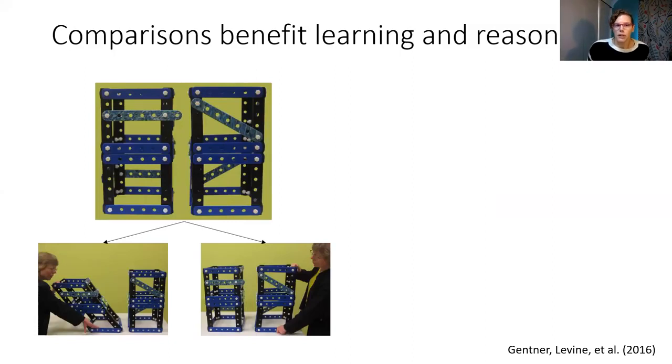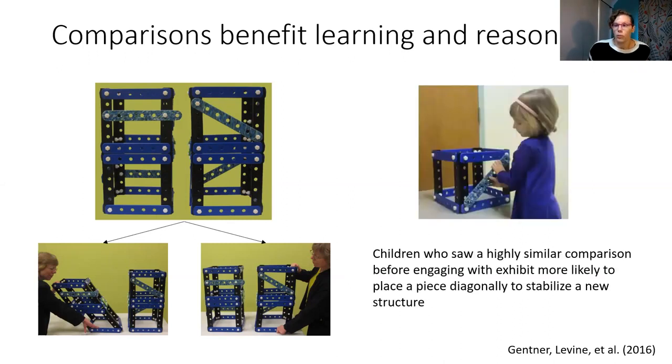And then after that experience, to see whether children had gotten anything from this comparison, they brought children back and gave them a new building, a new structure, this cube here, that was also unstable. They gave them a piece and asked, where would you put this piece? How would you put it on the building to fix it, to make it stronger? What they found is that children who had gotten this really brief comparison before the activity were more likely to put that piece on a diagonal, creating a brace, than children who hadn't seen that.